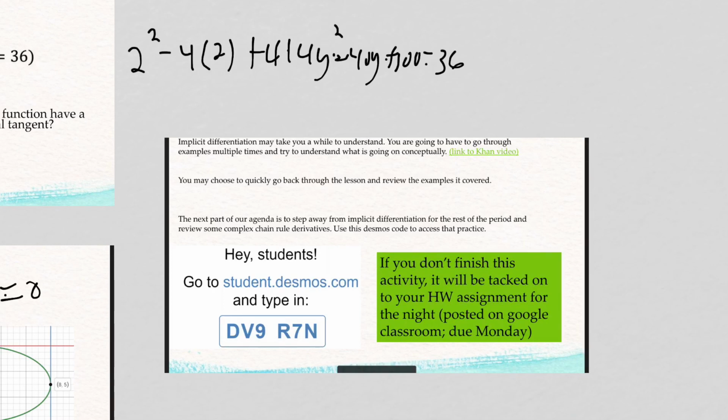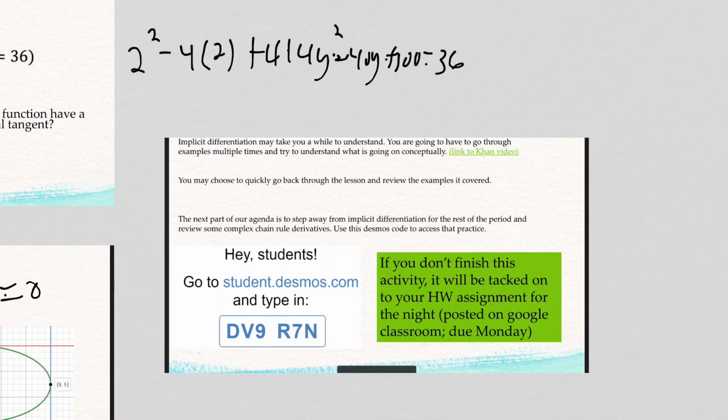If you go to the actual PowerPoint, there is a link to a Khan video that will work through another pretty tough example that you can watch. But the biggest thing that we could probably do right now is, after you've gone through this video, you have all your notes down, you've really thought about it, you can step away from implicit differentiation until our next class period, or until your homework assignment at least, and just kind of let it sit for a second, try to process.